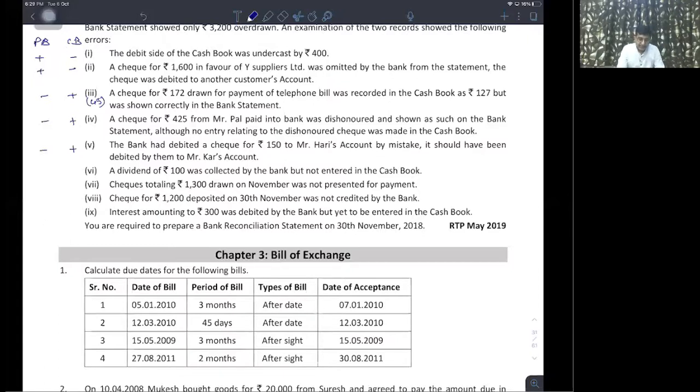A dividend of 100 collected by bank but not entered in cash book. बैंक ने आपका ओडी कम कर दिया, आपने ओडी कम नहीं किया, पीबी टू सीबी ऐड, सीबी टू बीबी लेस। Correct?